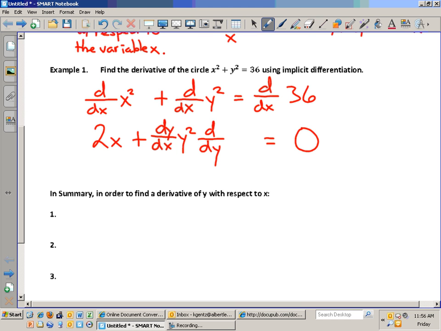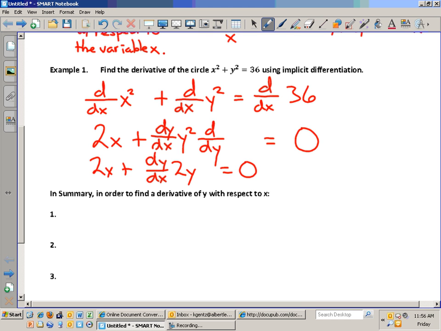Well, I can find the derivative with respect to y. What is this thing? 2y. So I have 2x plus dy over dx times 2y is equal to 0. So all I did was I basically took the derivative of that y squared like you would think you would, and I attached a dy over dx onto it. This represents the derivative of y with respect to the variable x.